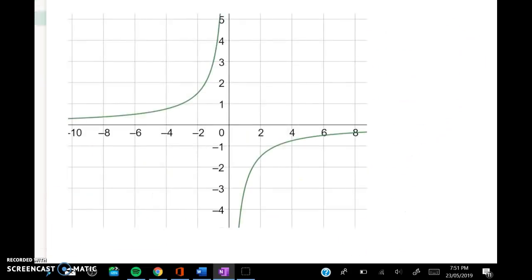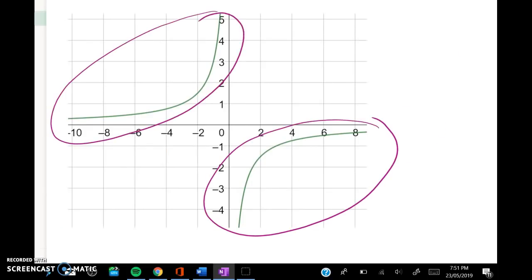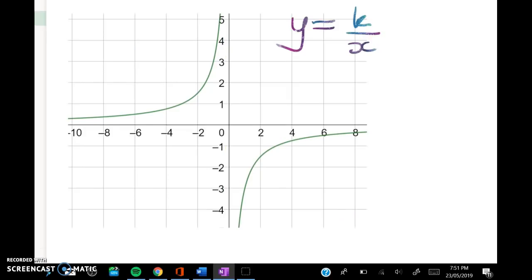Now, not surprisingly, the next graph I've done is the other way around. So you can see we've got a branch of the hyperbola here and a branch of the hyperbola here. The asymptotes are still the axes. So that tells me that my form is going to be y equals k over x. And now I need to find a point and figure out what k is. Right, so let's look for a nice point that we can use.